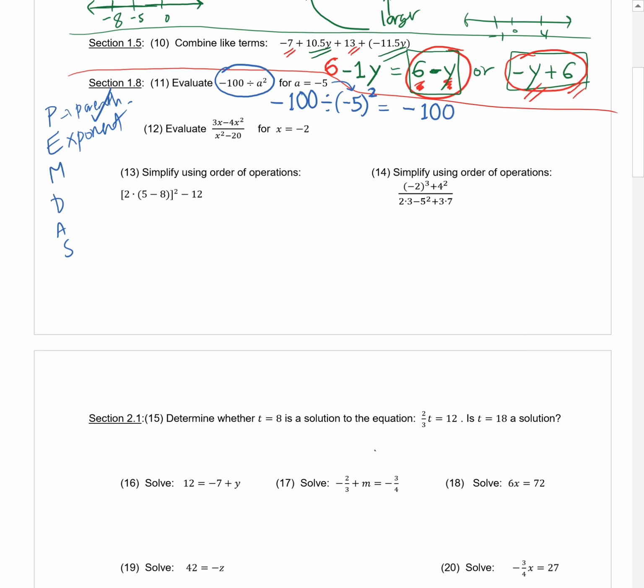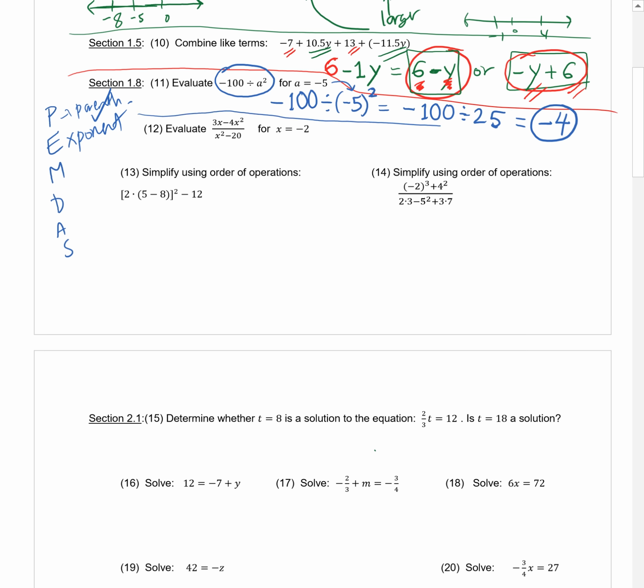I'll leave everything else the same, the -100 divided by. But then I'm squaring -5, which means you're doing -5 times itself. -5 times -5 is +25. Alright, now there's not a lot of choice left. There's only division left. So what's -100 divided by 25? Well, 100 divided by 25 is 4. It's a negative divided by a positive, so it should be a negative in the end.